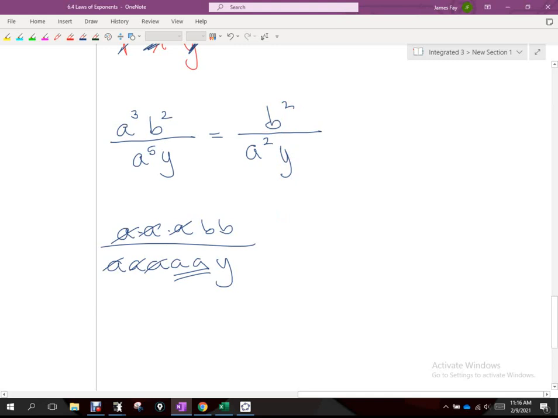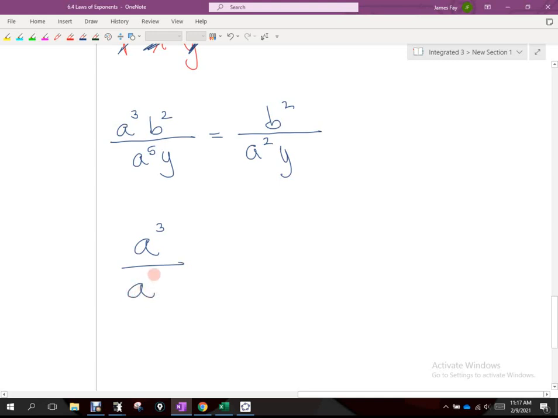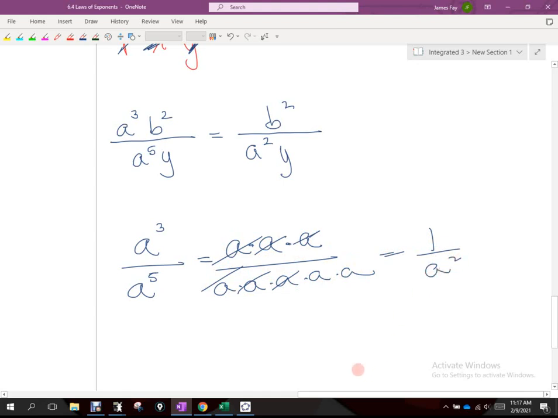Does that make sense? So getting to what Maya was asking about, she said something about negatives, right? About flipping sides. Let's just look at a cubed over a to the fifth. Okay, that is a times a times a over a times a times a times a times a. Cancel, cancel, cancel. Leaves me 1 over a squared, right?